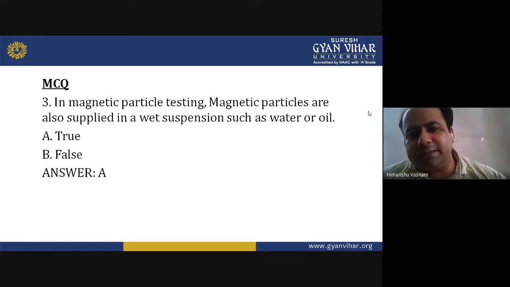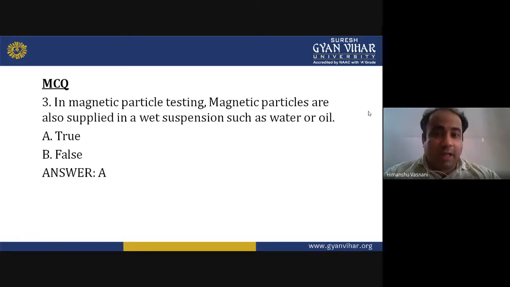Now in magnetic particle testing, magnetic particles are also supplied in a wet suspension such as water or oil. Is it true or false? It is true in this case.